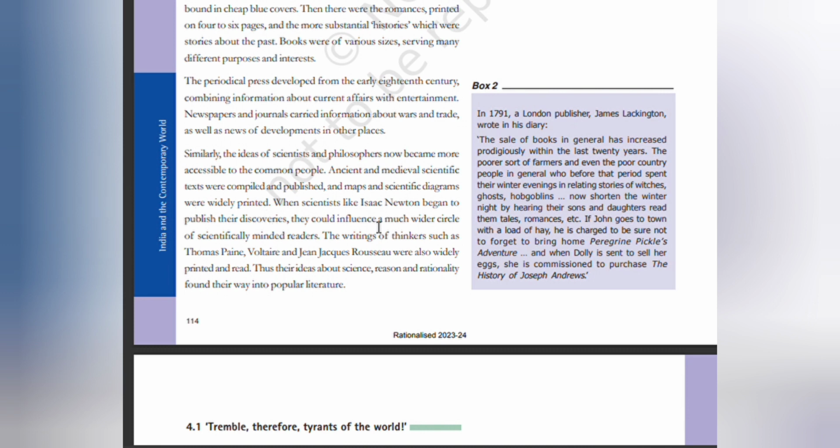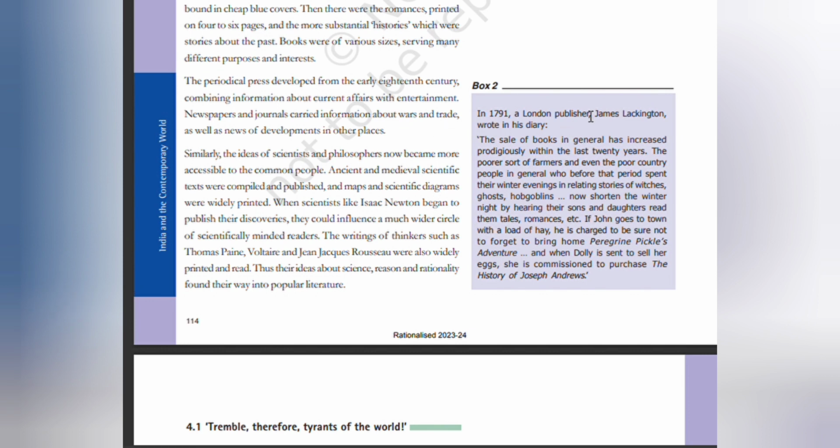When scientists like Isaac Newton began to publish their discoveries, they could influence a much wider circle of scientifically minded readers. The writings of thinkers such as Thomas Paine, Voltaire, and Jean-Jacques Rousseau were also widely printed and read. Thus, their ideas about science, reason, and rationality found their way into popular literature.